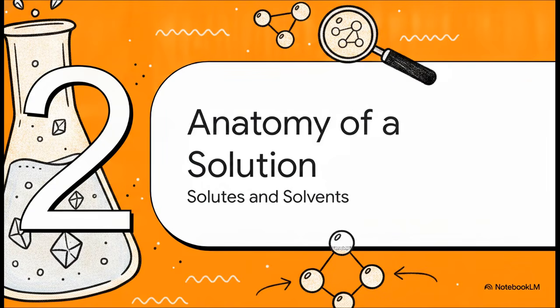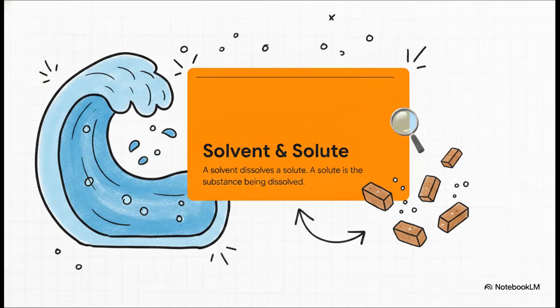Section 2. Anatomy of a Solution. So in any solution, you basically have two main players, the solvent and the solute. I absolutely love using this simple analogy for this. Just imagine a solution is like a party. The solvent, that's the host of the party. The host's job is to welcome and accommodate the guest. The solute, on the other hand, is the guest arriving at the party, the substance that is actively being dissolved and taken in by the host.